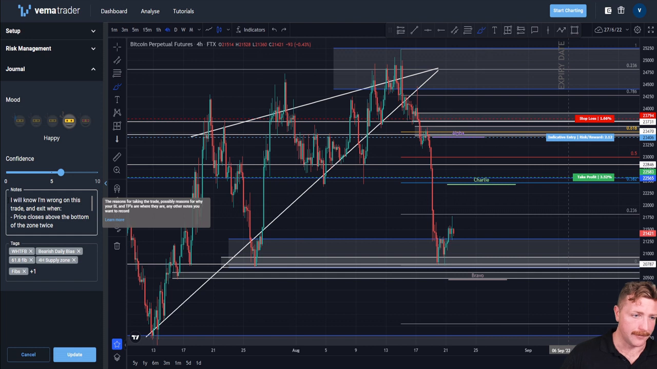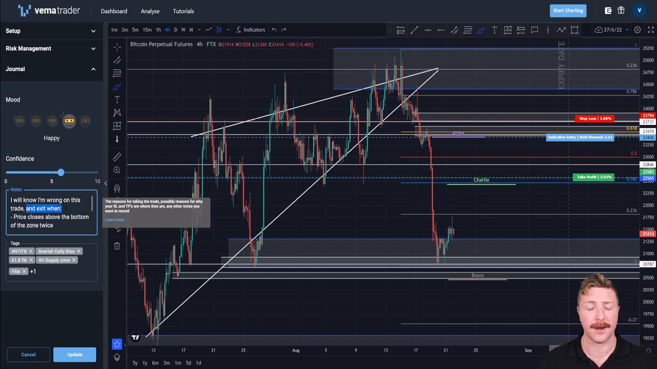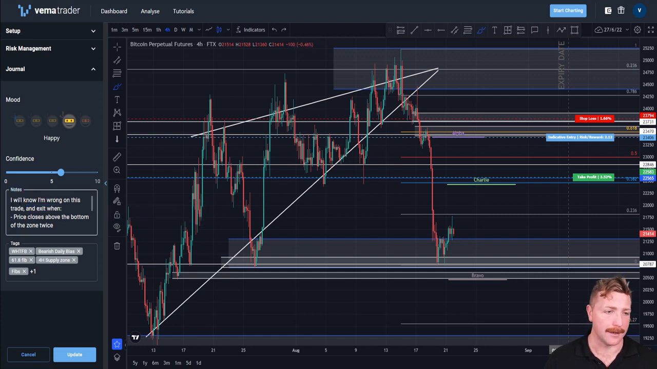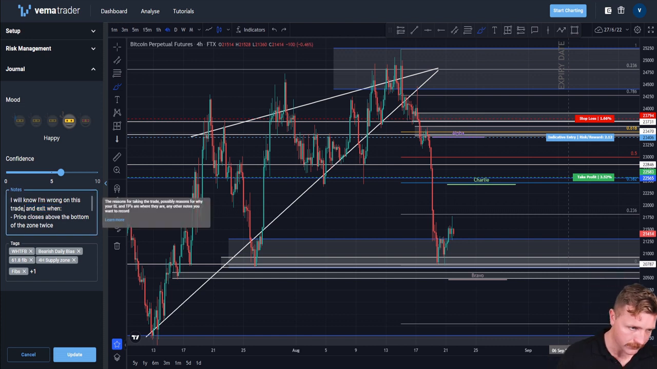So what I have done for this trade is written out, I will know I'm wrong on this trade, end exit, right? The end exit is key because that is the rule that's actually going to help my trading and improve my results. But I will know I'm wrong on this trade is, I guess, the psychological aspect of it. End exit when, and then I've got some rules, or some ideas of when I'll exit.